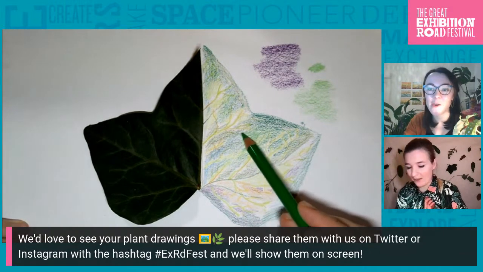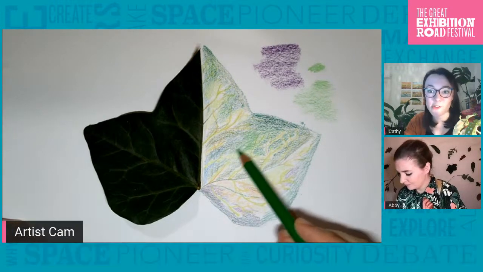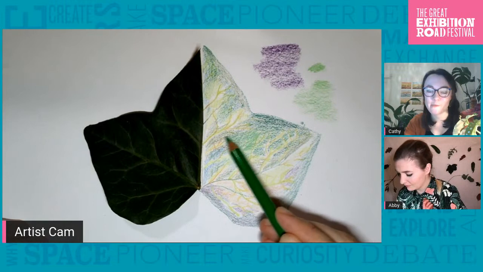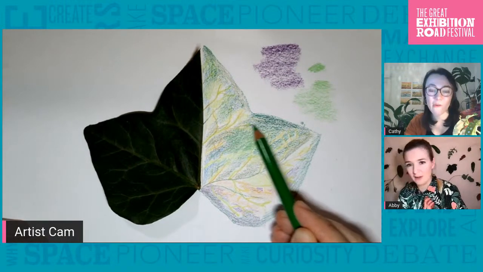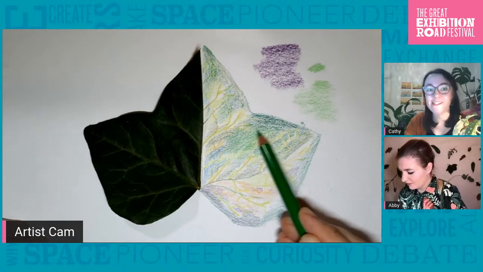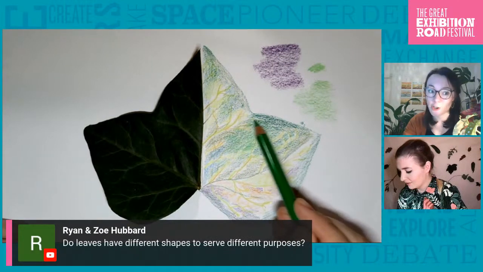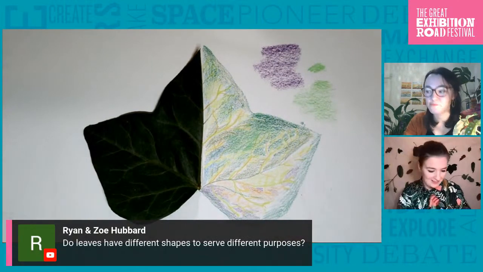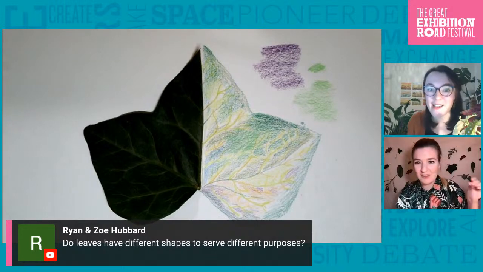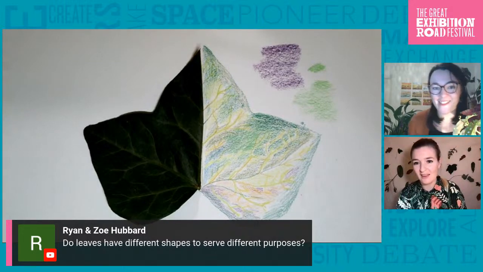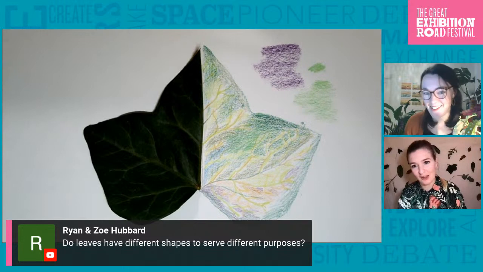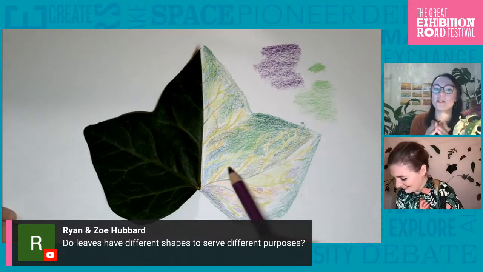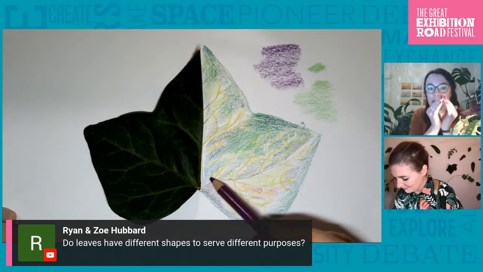Cool, thanks. We have a lot more plant questions, so maybe I can answer a couple of those quickly. A question from Ryan and Zoe: do leaves have different shapes to serve different purposes? Oh, that is a really good question. And the honest answer is that we don't fully know and we don't really understand all of this yet, which is really exciting. That means you guys could become plant scientists and find out in a few years' time and tell Kathy. So there are standard leaf shapes. If somebody draws a shape that's kind of like that.